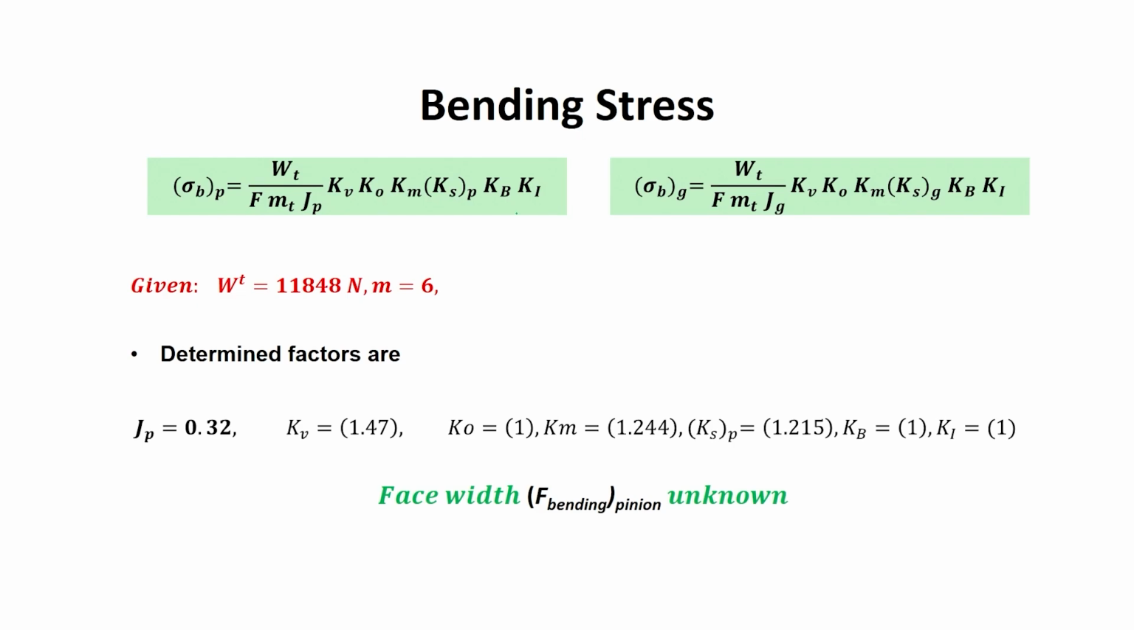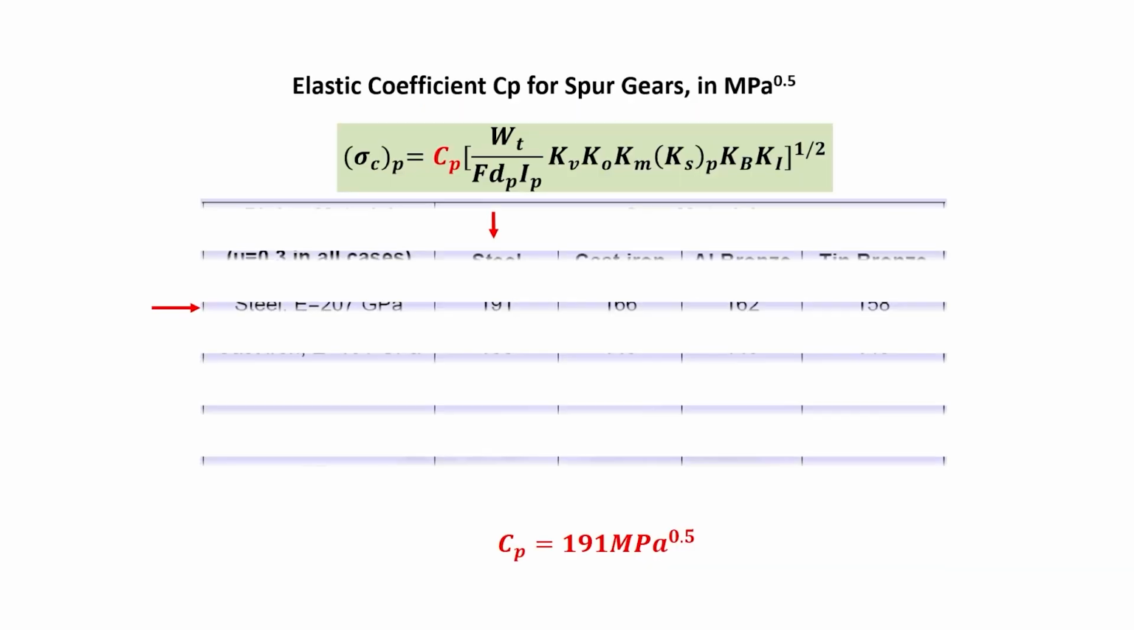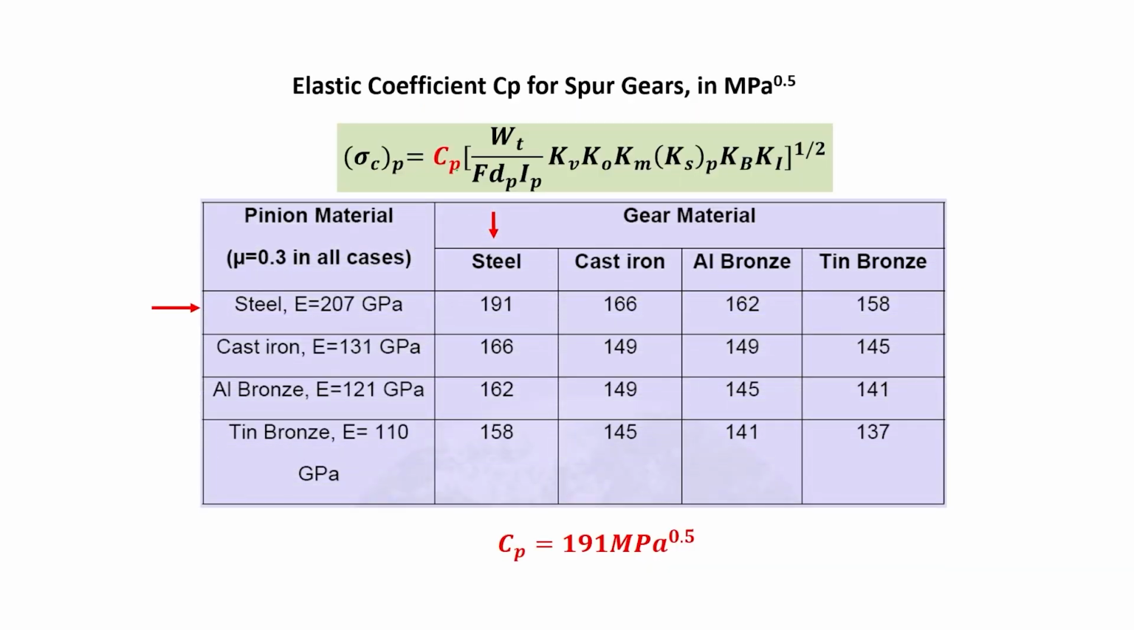From this, we can get the value of our F bending because it is unknown. Now, next is determination of contact stress. In the determination of contact stress, the factors Kv, Ko, Km, Ks, Kb, Ki all are the same, which were just determined for the case of bending stress. We have to find only this Cp and the I, the elastic factor and the geometry factor for the pitting resistance. And those are, the Cp is determined from this table.